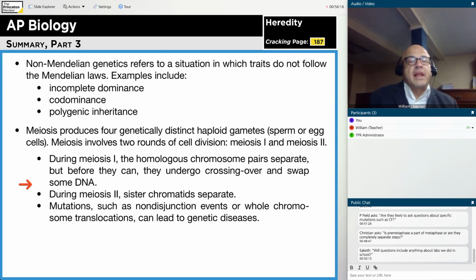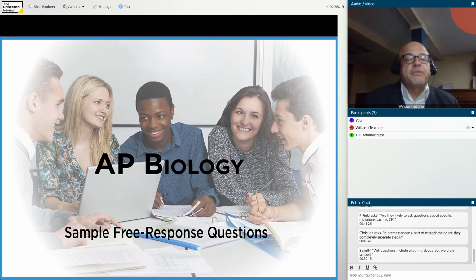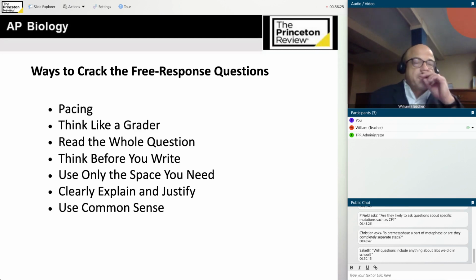Now, the last thing I'll leave you with is the idea of the free response. Okay. The key things for free response would be to make sure that you understand your pacing, the amount of time that you have, and to think like the grader. In other words, make sure that you follow the rules and the directions, that you do what you're told to do and answer the question. Make sure you read the whole question a couple of times first so that you gather your thoughts. Think before you begin to write, and use the space, but you don't want to go overboard, not just with space, but with the time factor.